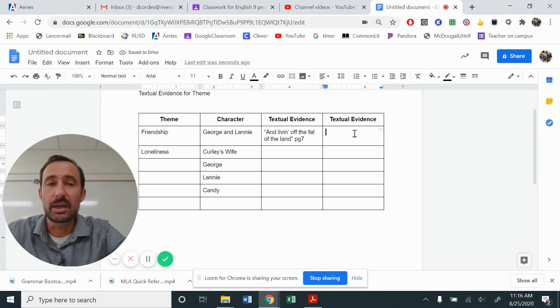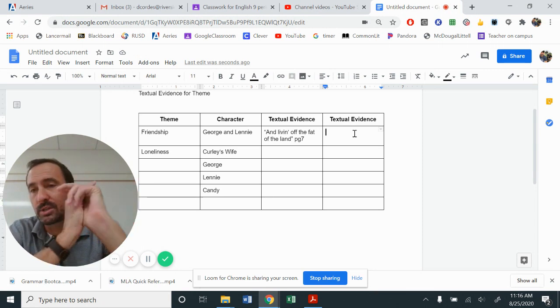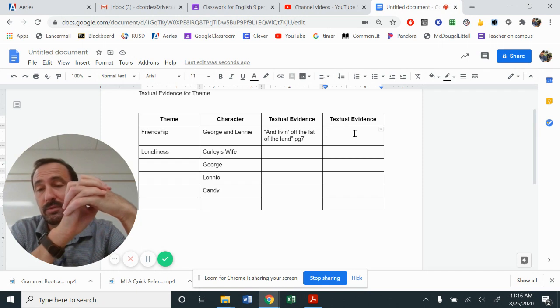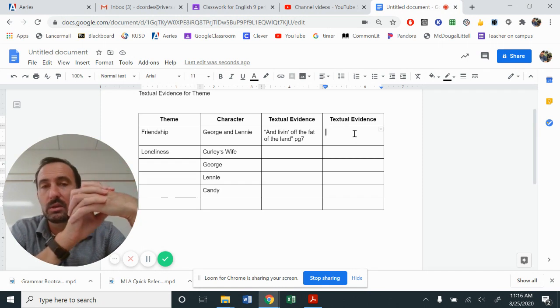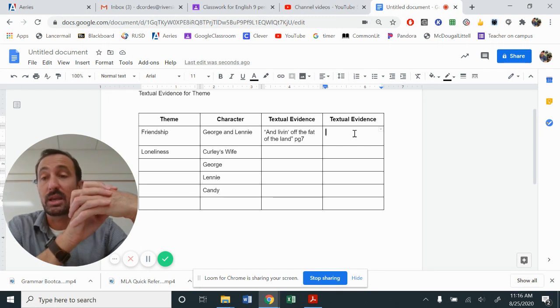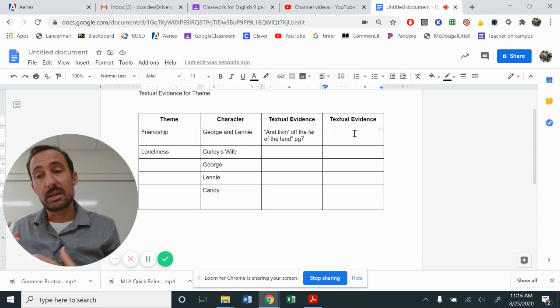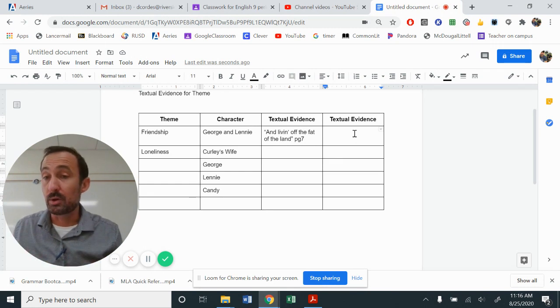You could put in something else, maybe the part where George tells Lenny, no, you can't go off living in a cave. You need to stay with me. Maybe there was the part in chapter 2 where they're explaining to the boss and George says, no, I take care of Lenny. His Aunt Clara died and I'm taking care of him. Maybe you want to put in that.